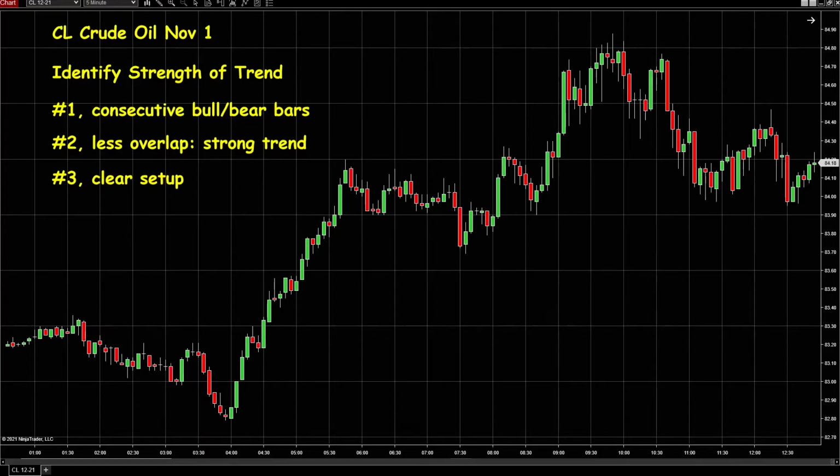First, if there are consecutive bull bars or bear bars, that means the market is very strong. Second, if there is less overlap between the bars next to each other, or even between the bars next to each other in a few bars, that also means the market is very strong. Third, if the setup is very clear, like there's a pattern there, like a wedge or triangle or channel, that means the market is very strong.